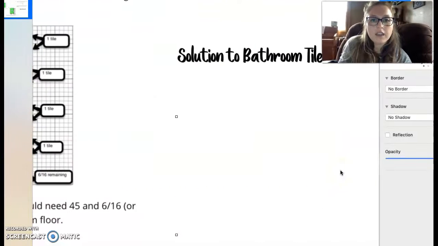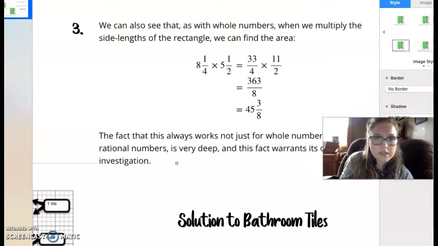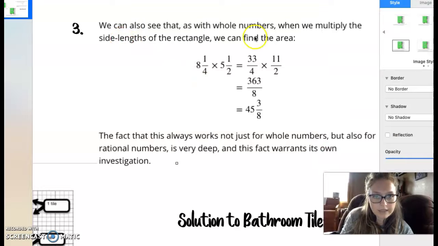We can also see that as with whole numbers, when we multiply the side lengths of the rectangle, we can find the area. So 8.25 by 5.5 equals 33/4 times 11/2. So they turned it into an improper fraction here. So that equals 363/8, which equals 45 and 3/8. The fact that this always works not just for whole numbers, but also for rational numbers is very deep, and this fact warrants its own investigation.